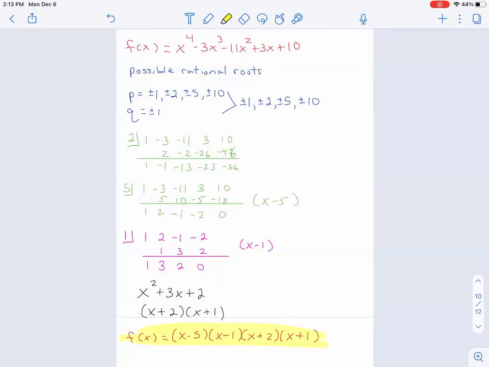Yes, Miles? Could you have done it like instead of the first one being 5 and the second one being 1, you would have done 1 and then 5? Great question. Yes, you could. If I would have done 1 here instead of 5, I would have ended up with the exact same answer. The order in which you do it does not matter. You're still going to end up with the same factors.